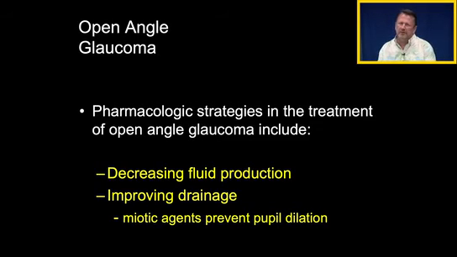All right, so what are we going to do to treat open-angle glaucoma using medications? We're going to try to decrease fluid production, and then we're going to try to improve drainage. One of the ways we can do that is using miotic agents, drugs that prevent pupil dilation, drugs that make the pupil smaller. By making the pupil smaller and stretching out that iris, it can't scrunch up, and we can improve the angle in the anterior chamber, increasing fluid drainage.